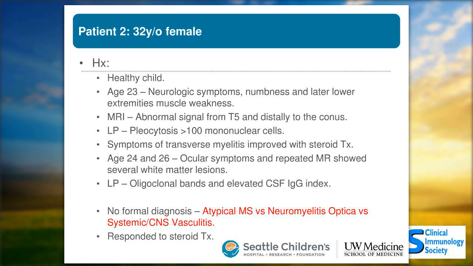Over the years, she developed other neurological symptoms, ocular symptoms with diplopia, and repeated MR showed now CNS involvement with white matter lesions in her brain. Repeated LP showed elevated CSF IgG index, which could suggest MS, and she indeed was given the diagnosis of atypical MS, or neuromyelitis optica, or systemic CNS vasculitis. So basically, we don't know what you have, but you have something in the CNS, so we'll call it MS. She was treated with steroids and responded partially to steroid treatment.